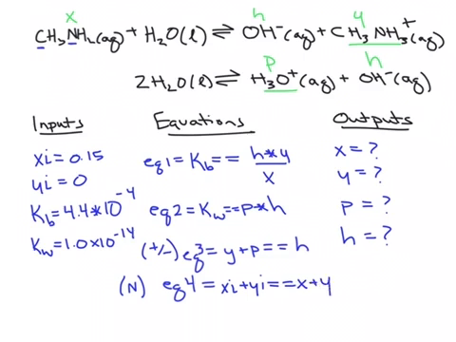You're now ready to plug all of this into Mathematica, and when you do, it will eventually spit out a number for the concentration of H+, which you can then use to find the pH. And that's the end of that one.